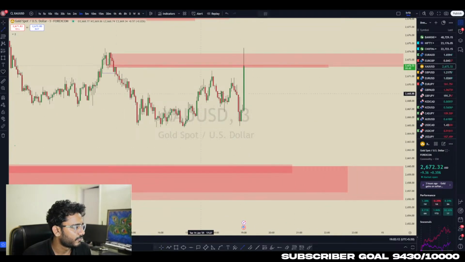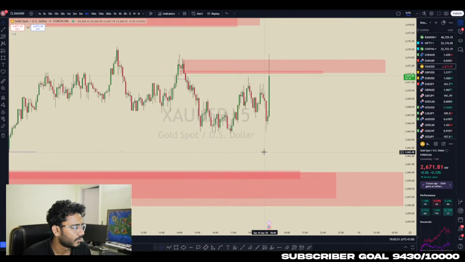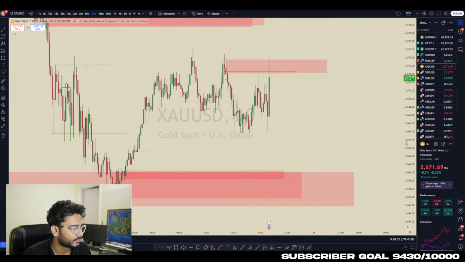So price will continue to the upside, and this is the low which endorses this structure. Let's see what price does.